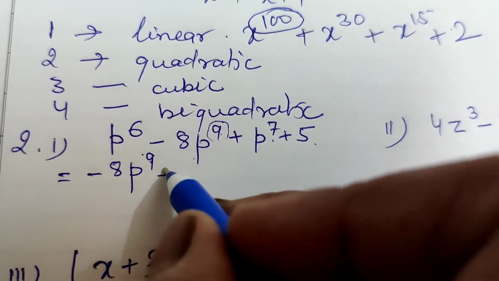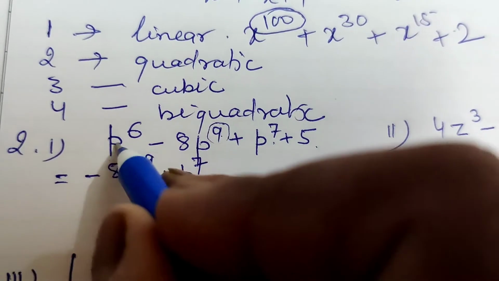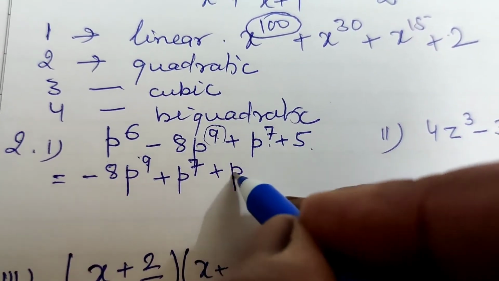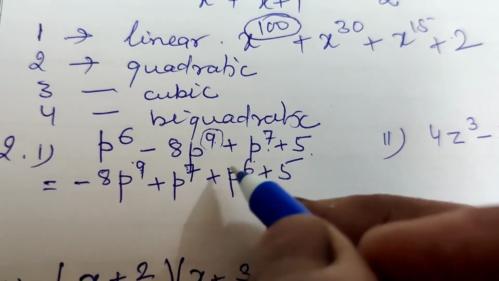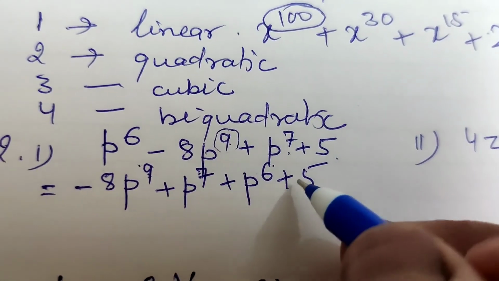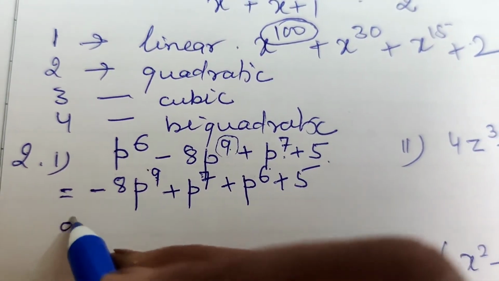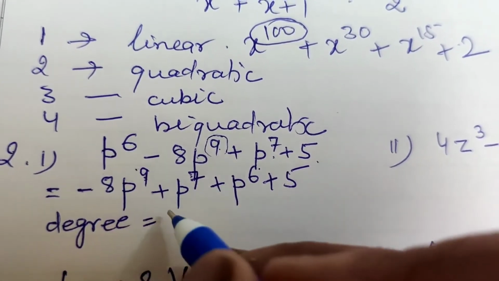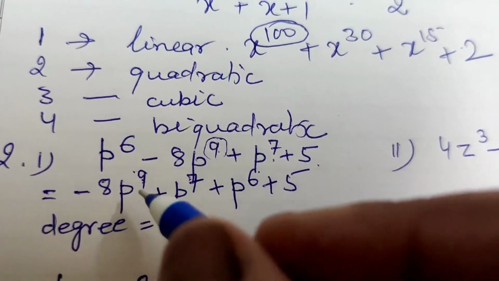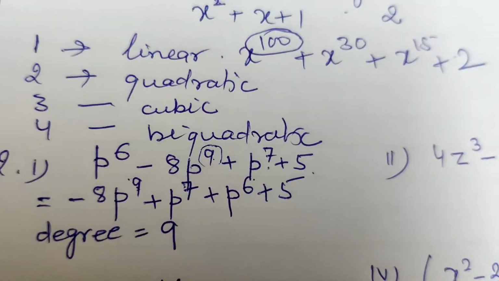Next, 7, it means plus 7p plus p raised to power 6, in decreasing order of the exponents. We have to write the terms in the decreasing order of exponent. Now degree. Degree is the highest power of the polynomial, which is 9. Therefore the degree is equal to 9.